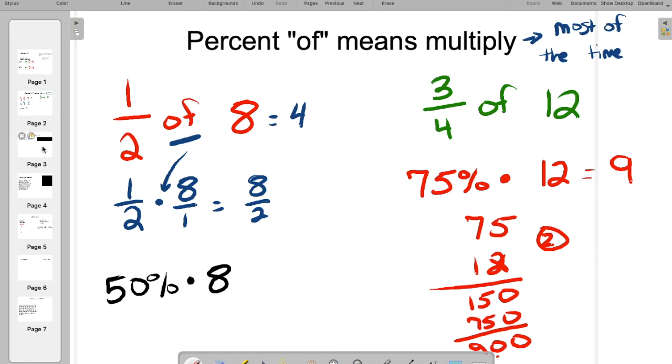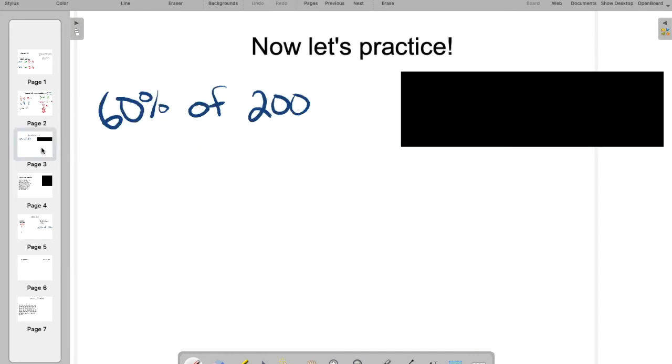For our next problems, we're going to get a little bit harder, okay? So we're going to do 60% times 200. Now, in this problem, 60% is already written as a percent, so we need to convert it to a decimal. In our case, that would be 60 hundredths. And we take that times, because "of" frequently means multiply, 200.